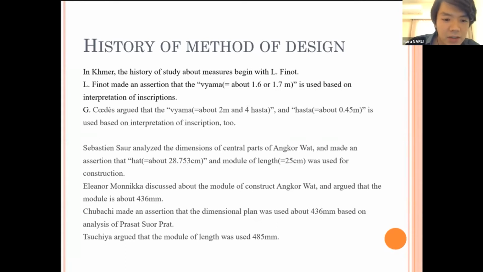Elena and Monica discussed the module of construction of Angkor Wat and argued that the module is about 436 millimeters. In Japan, Chubachi asserted that a dimensional plan of about 436 millimeters was used, based on analysis of the South Supra. And then Chia argued that a module of length of 485 millimeters was used.